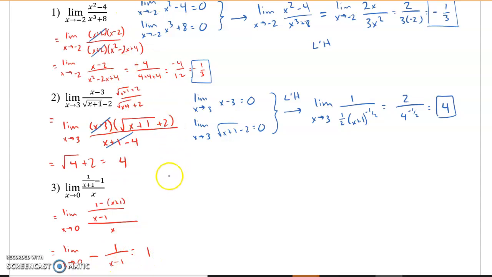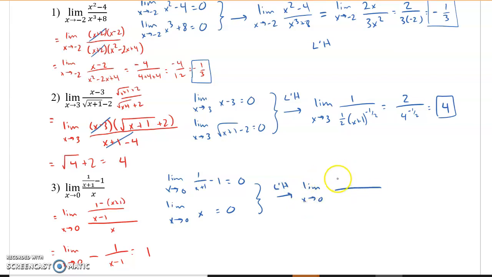All right. Alternatively, with L'Hopital's rule, if we take the limit of the numerator, we notice that we get 0. If we take the limit of the denominator, of course, we get 0. Therefore, L'Hopital's rule applies, and we get the limit as x approaches 0 of, in the numerator, we get, well, the derivative of 1 over x plus 1 is -1 over (x plus 1) squared. And in the denominator, we get just 1. Now we can do some direct substitution, plugging in x equals 0, and we end up with -1. So we end up with the same answer.